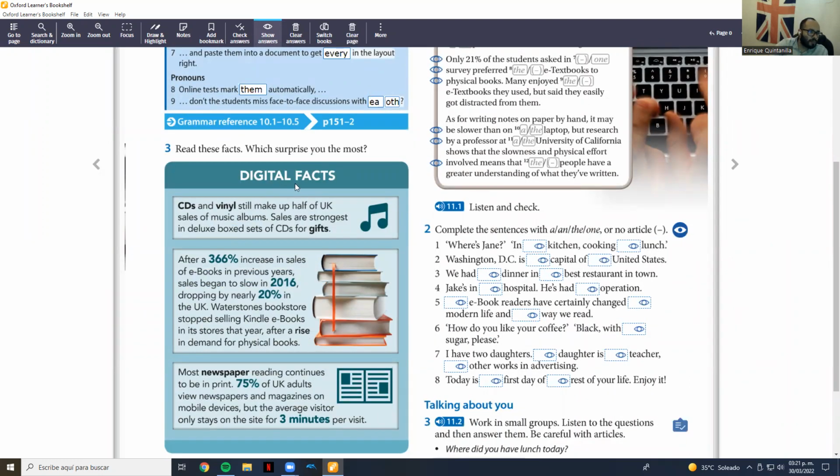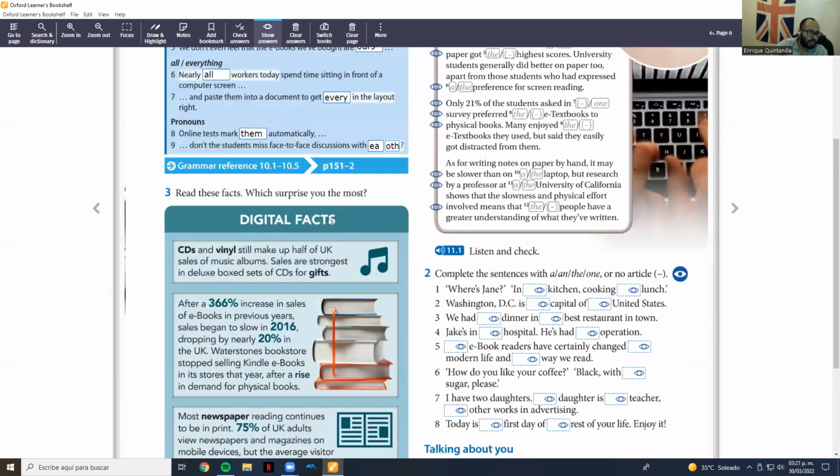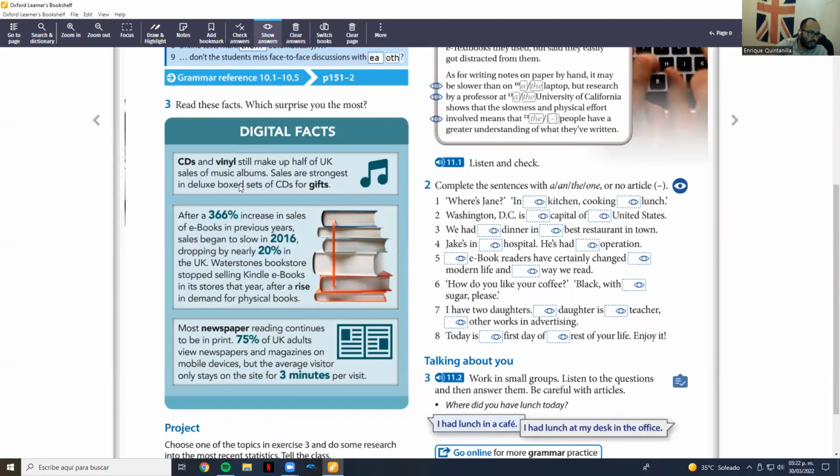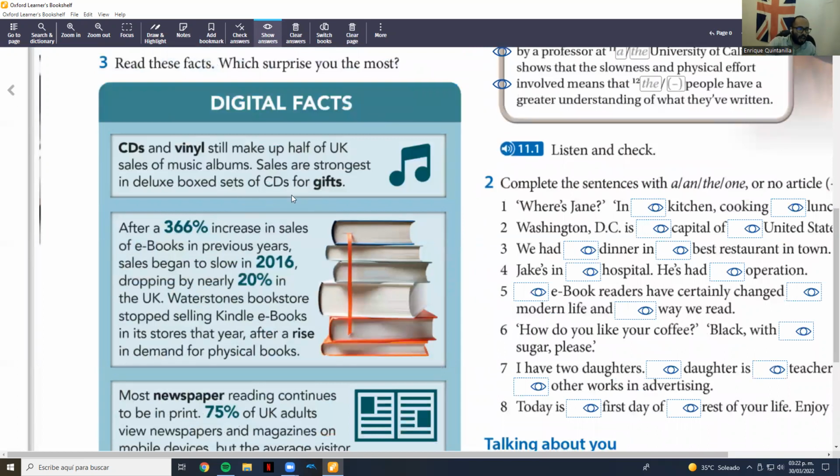So instead, we focus on digital facts, a little bit of digital facts. So CDs and vinyl still make up half of the UK sales of music albums. Sales are the strongest in the luxury box set of CD gifts. That's in the UK. Probably here in Mexico, they are useless. Although there are fans of vinyl and CDs, that's why it still exists. There is only one here in Cuernavaca, but it exists.